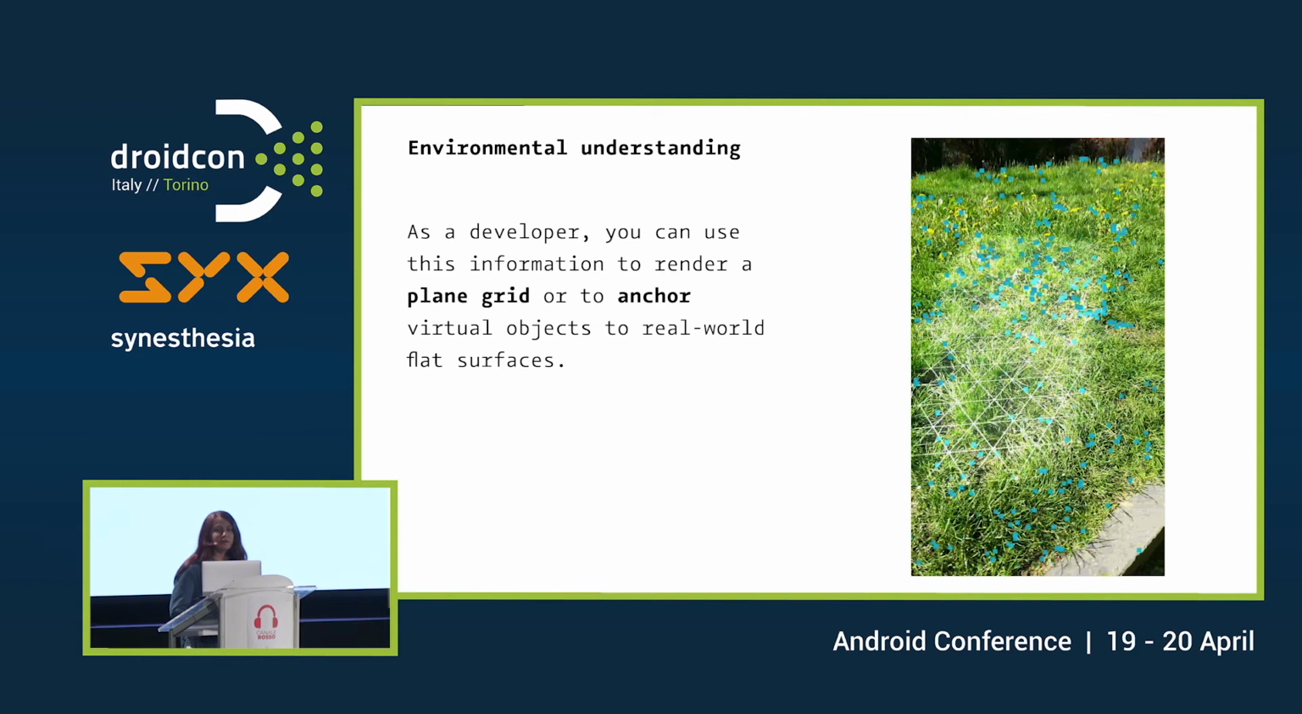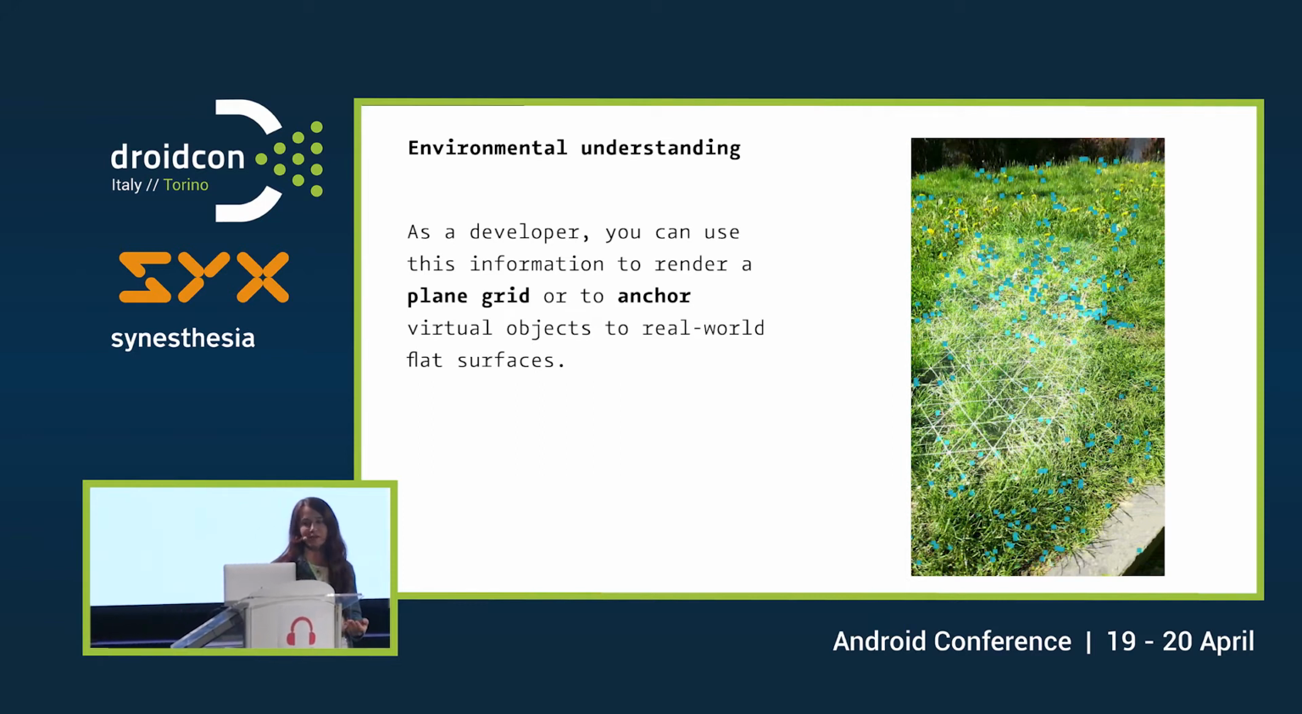Once ARCore has notified you that a plane has been found, you can use that information to render a plane grid indicating the extent of the plane, and you can anchor virtual objects to its surface. One limitation to look out for in the current version of ARCore is that because we're using those feature points to detect where planes are, if you're looking at a white surface where there's not very many points to detect, you're not going to find a plane.